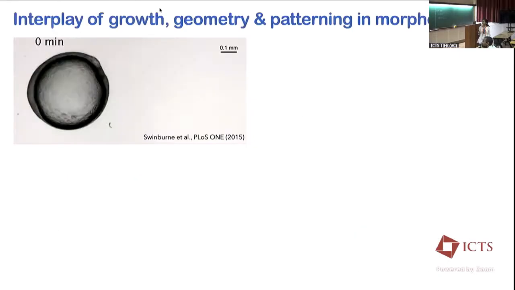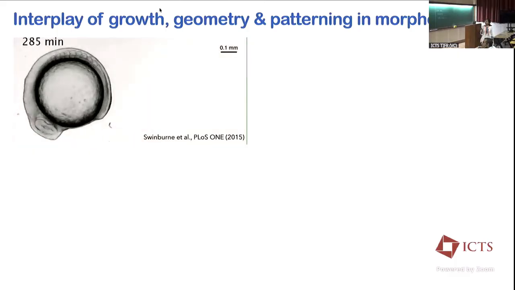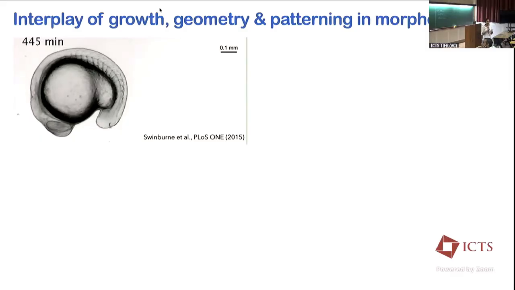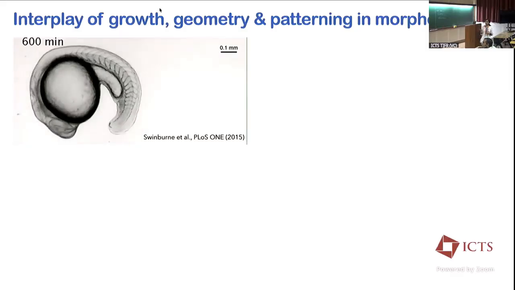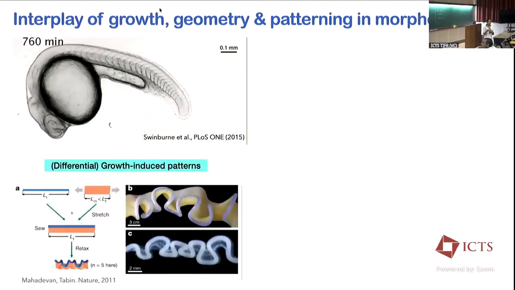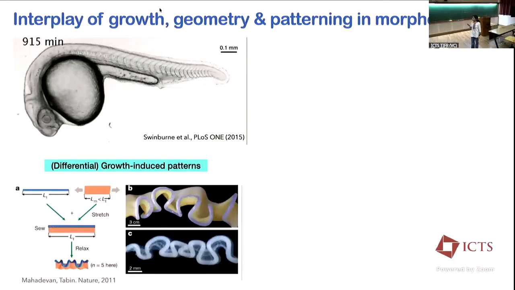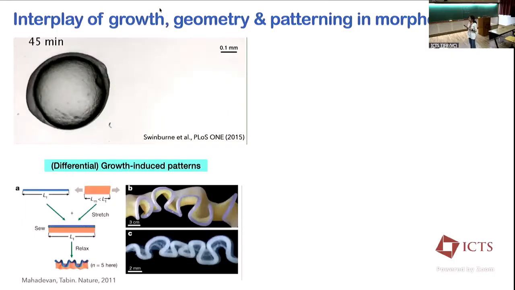Okay, so I want to start with the idea of how during development, such as in zebrafish here, pattern formation, change of form, and growth are all happening in tandem. And it is important to understand how these processes talk to each other. One example when these couplings become important is when patterns themselves are growth induced, which is intuitive in the case of these wrinkling or folding patterns.